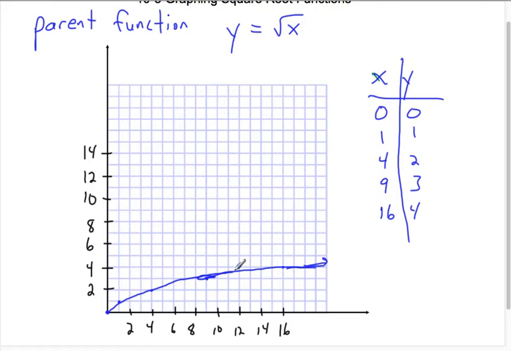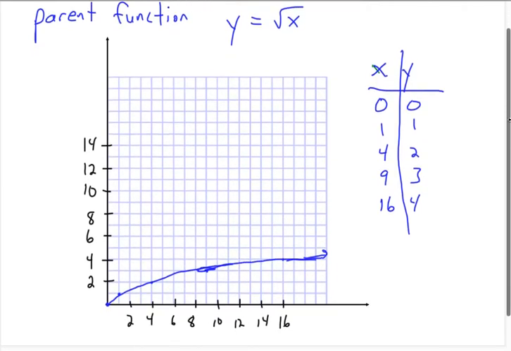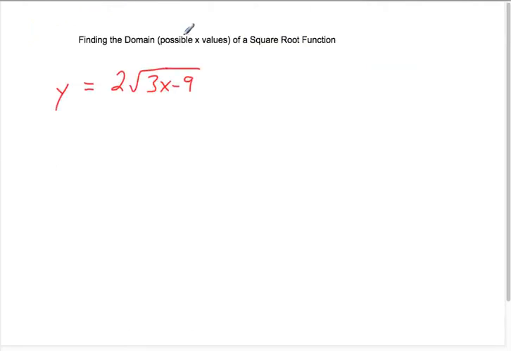So there's the parent function of square root graphing. So y equals square root of x. Looks like that. Here's an arrow. Goes on forever. When we're talking about there can't be any negative numbers, that doesn't mean x itself cannot be negative sometimes. It's just whatever is under the square root symbol cannot be negative.